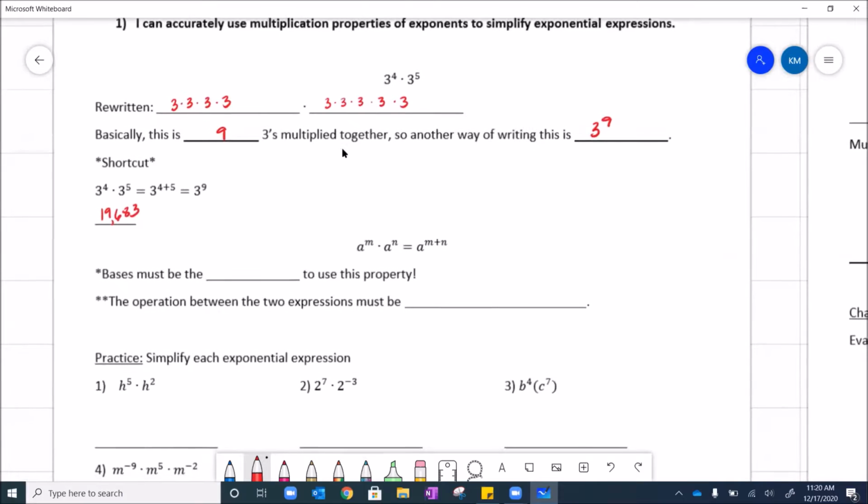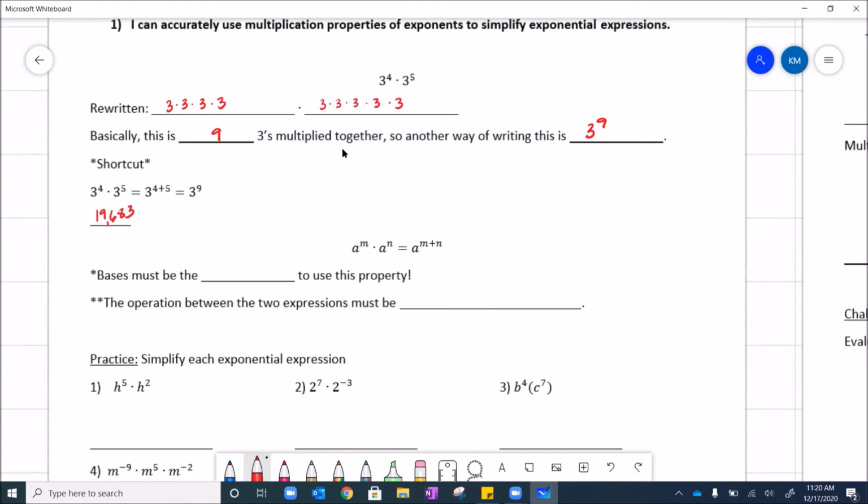Okay. So here's our property. If we're multiplying two exponents with the same base, then we can just add the exponents. Okay, but the bases must be the same to use this property. And the operation between the two expressions must be multiplication. So if this question was 3 to the 4th plus 3 to the 5th, we couldn't say it's 3 to the 9th, right? Because it only works with multiplication.